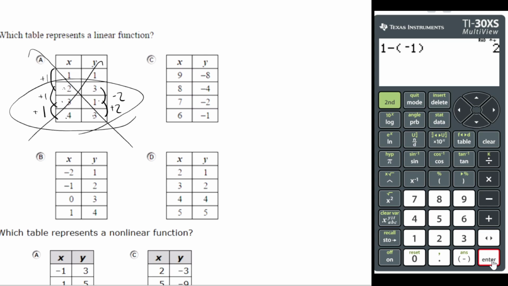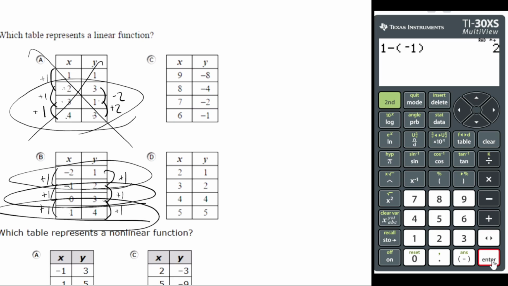Okay. Next one, B. 1 minus 0, positive 1. 0 minus negative 1, positive 1. Negative 1 minus negative 2, positive 1. 4 minus 3, positive 1. 3 minus 2, positive 1. 2 minus 1, positive 1. Consistent, consistent, consistent. B.